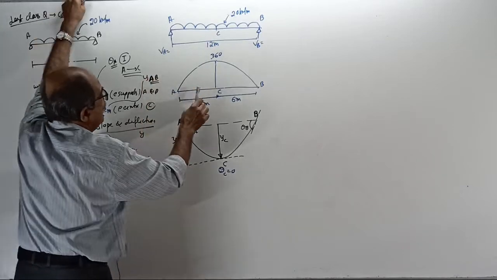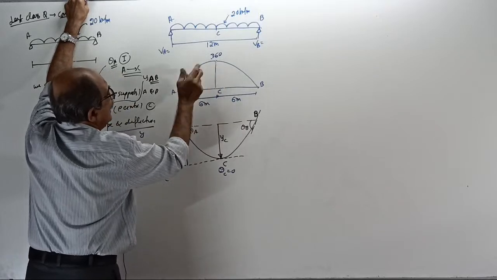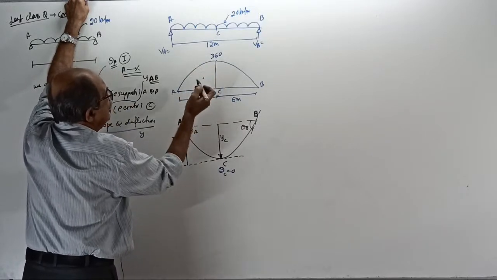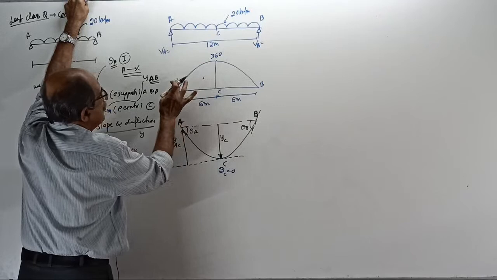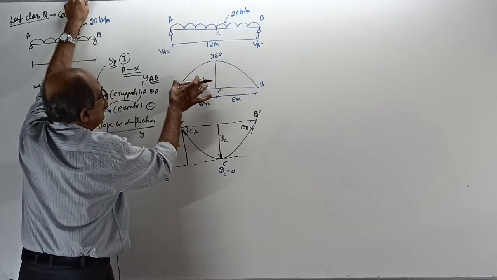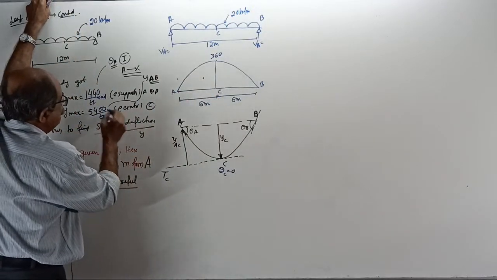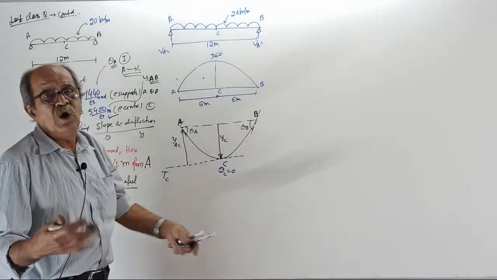So, area is 2/3 of 6 into 360. For this full area, CG will be here. From here to here is moment about A. This is 5 by 8, this is 3 by 8. 5 by 8 of 6, that's how you got this 5040. This is already over last time.